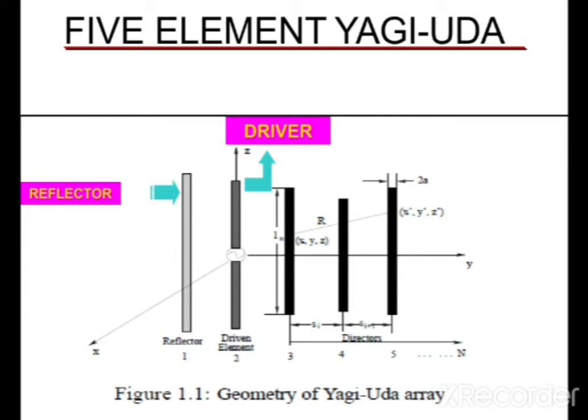So you observe here, this is the spacing between director 1 and director 2, director 2 and director 3, like this. This is S_i, then S_i+1, S_i+2, like that, increasing. This is the general structure of the 5-element Yagi-Uda antenna.